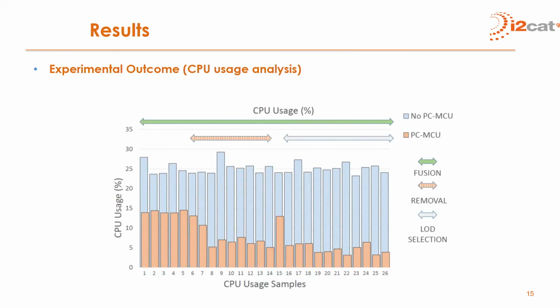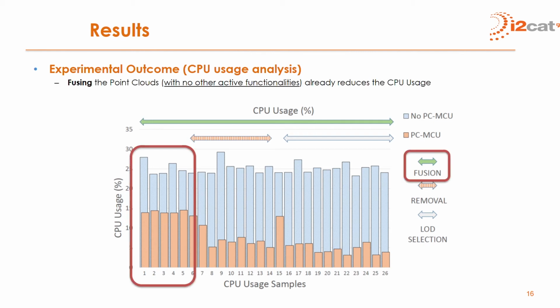So moving to the analysis of the CPU usage, we have sampled the usage of the CPU 26 times along this whole session that was shown in the video, and we have highlighted the part of the session where each point cloud MCU functionality was active. We can see that the fusion module, indicated with the green arrow, is always active.